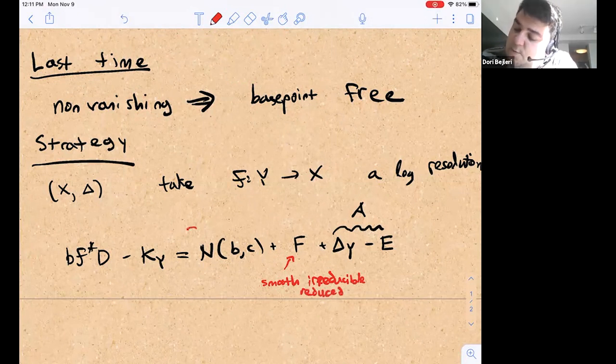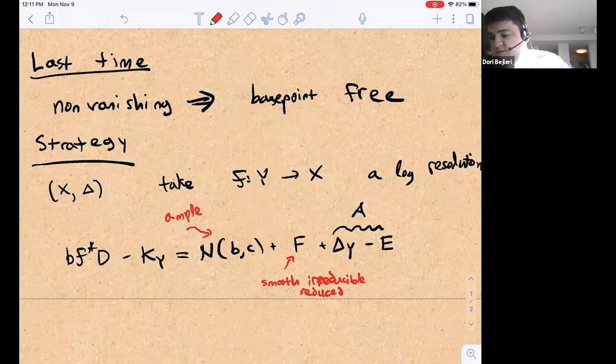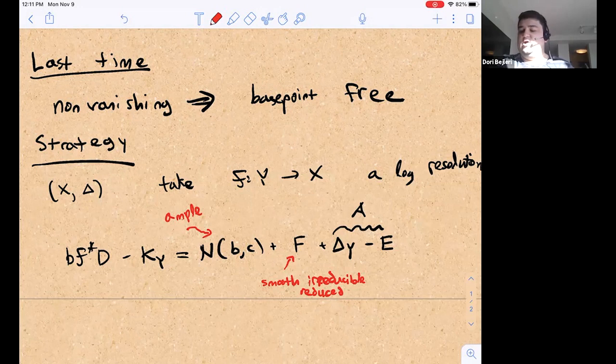Here, we want N to at least be big enough because we want to apply our vanishing theorems, but actually it'd be better if we can take N to be ample, because we also want to use our induction to restrict to F, and so we need to know that this big enough property of N persists when we restrict, and the best way to do that is to just have it actually be ample instead of just big enough. And then E was effective exceptional.